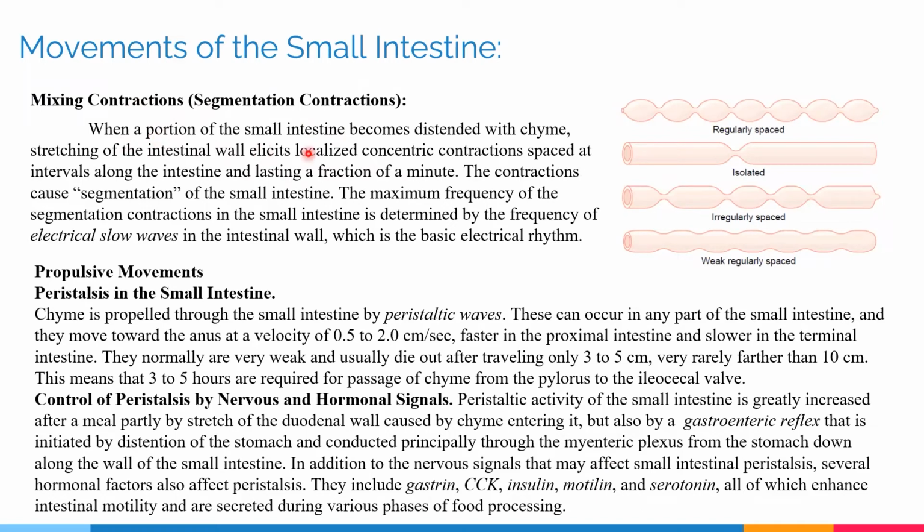When a portion of the small intestine becomes distended with chyme, stretching of the intestinal wall elicits localized concentric contractions spaced at intervals along the intestine and lasting a fraction of a minute. The contractions cause segmentation of the small intestine. The maximum frequency of the segmentation contractions in the small intestine is determined by the frequency of electrical slow waves in the intestinal wall, which is the basic electrical rhythm.